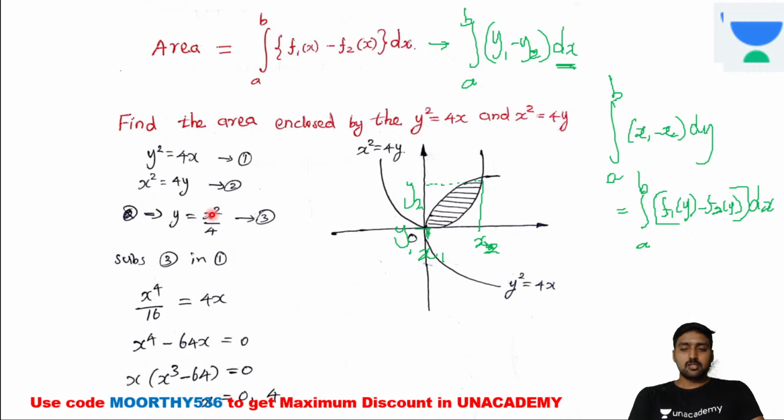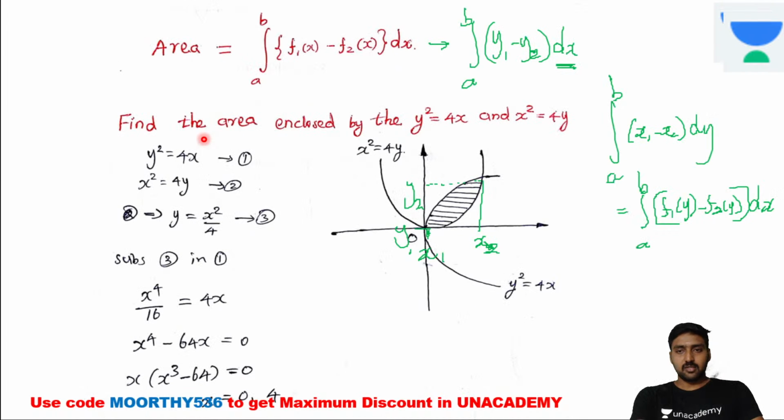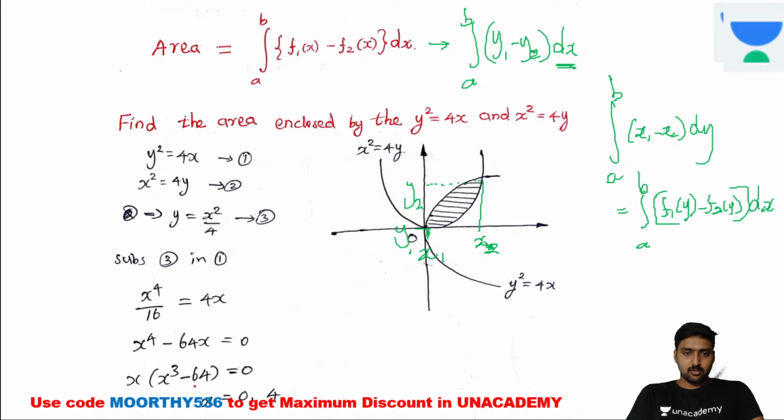Now x is equal to 0, then x cube is equal to 64. There are two limits here, right? What will be the values for the limits? Two values. So this is the x value. X is equal to 0 and 4. X is equal to 0, x cube is equal to 64, therefore 0, 4.